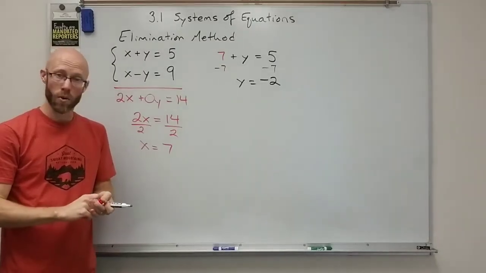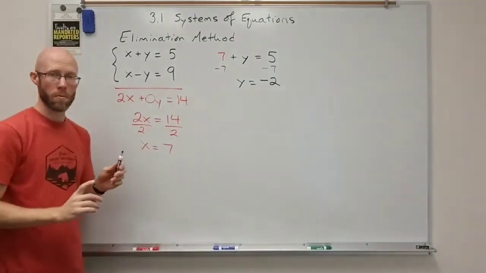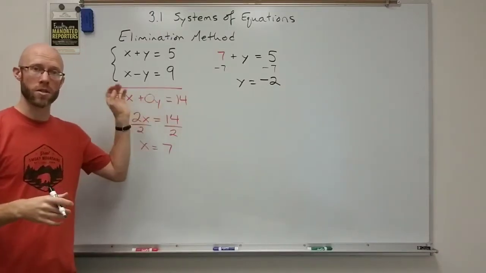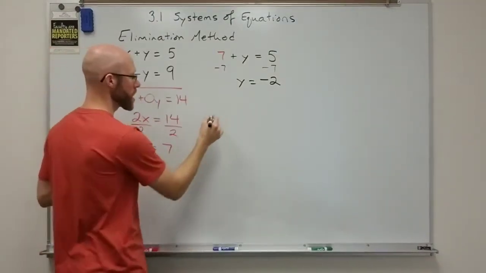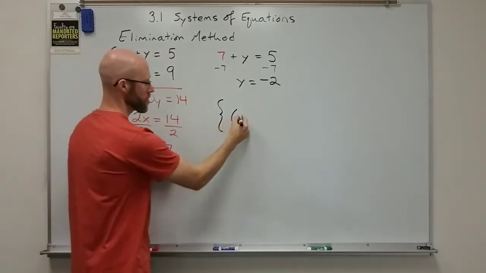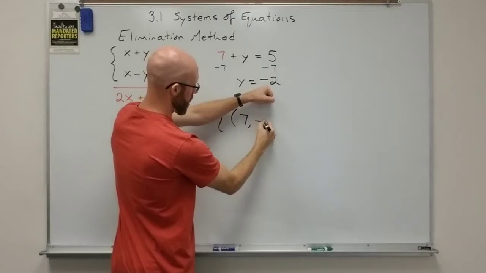And so I'm not quite done yet with this problem. Remember, once again, you must have a solution set for a system of equations, and the solution set will always contain an ordered pair. Must have the x first, followed by the y.